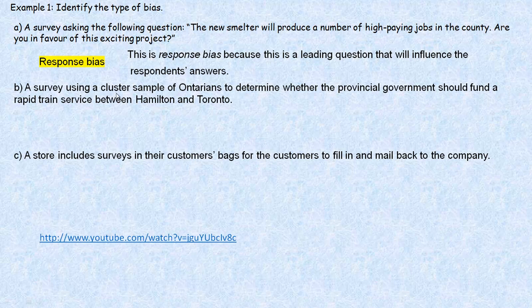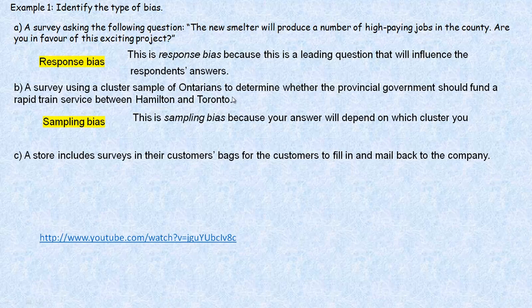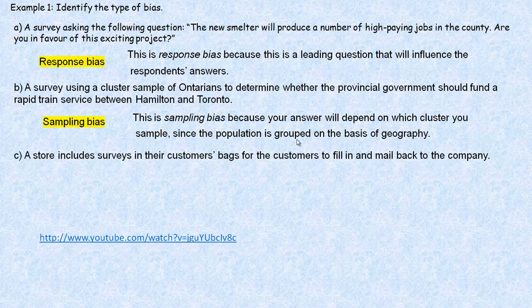Next one, a survey using a cluster sample of Ontarians to determine whether the provincial government should fund a rapid train service between Hamilton and Ontario. Now, this would be sampling bias because your answer will depend on which cluster you sample, since the population is grouped on the basis of geography. If we're only concerned about this rapid train service between Hamilton and Ontario, but you're sampling all of Ontarians, well, you probably shouldn't be asking people that might live 1,000 or more kilometers away. Okay, so that would be sampling bias.